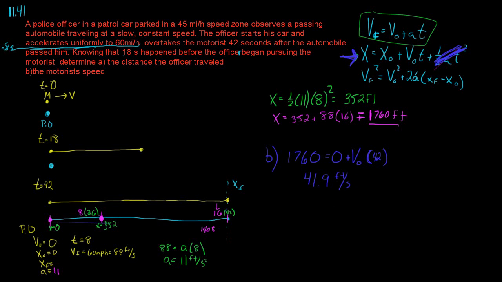And if you happen to want to convert this back to miles per hour, you're going to get 28.6 miles per hour. And that is ridiculously slow. I don't even know if cars can go that slow, but the officer had pretty good cause to pull this guy over.